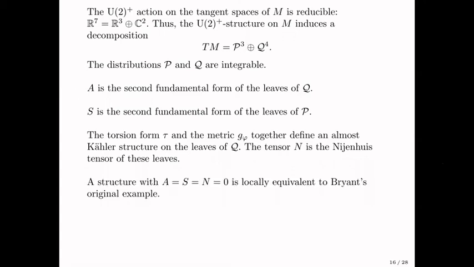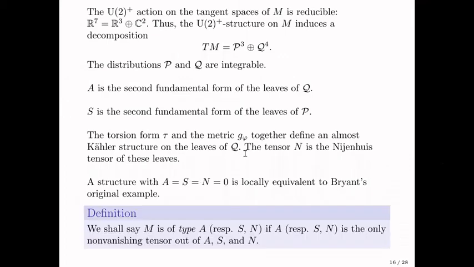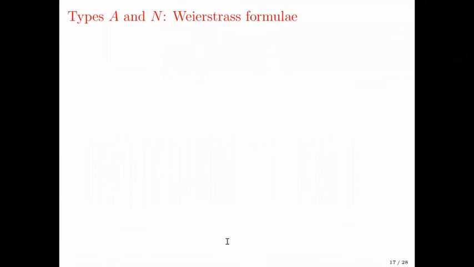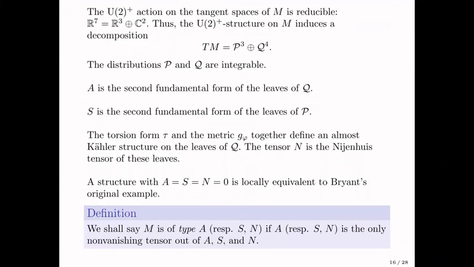And finally, you can ask most simply, what if all these tensors vanish? Well, it turns out a structure with all these tensors vanishing must be locally equivalent to Robert's initial example, the original example that he produced. Then motivated by this, you could ask, well, that's what happens if they all vanish, but what happens if all but one vanishes? So I'll say that M is of type A if this tensor A is the only non-vanishing tensor out of these 3, similarly type S if S is the only non-vanishing tensor, and type N if N is the only non-vanishing tensor. And I'll just study these structures under that extra condition.